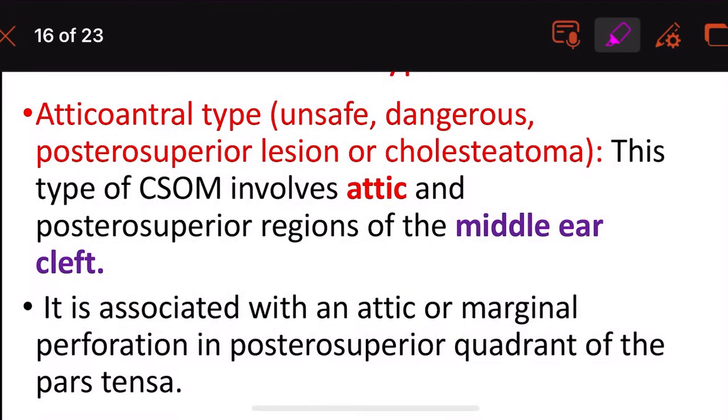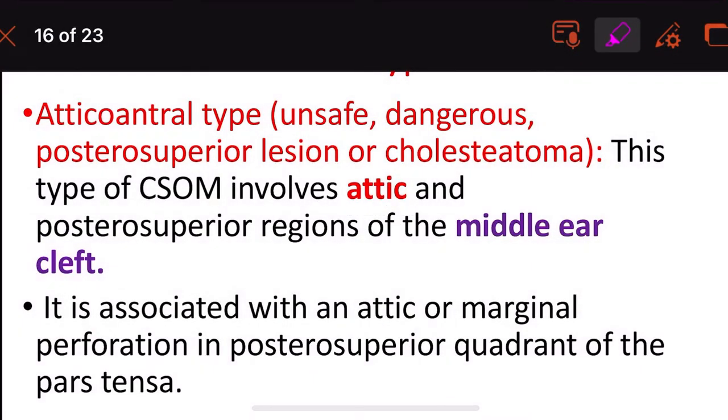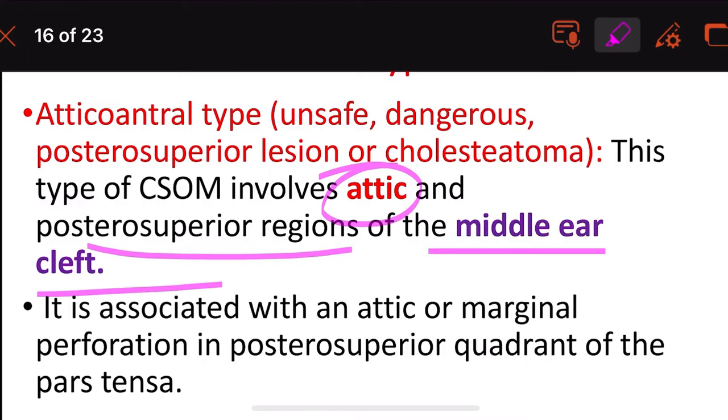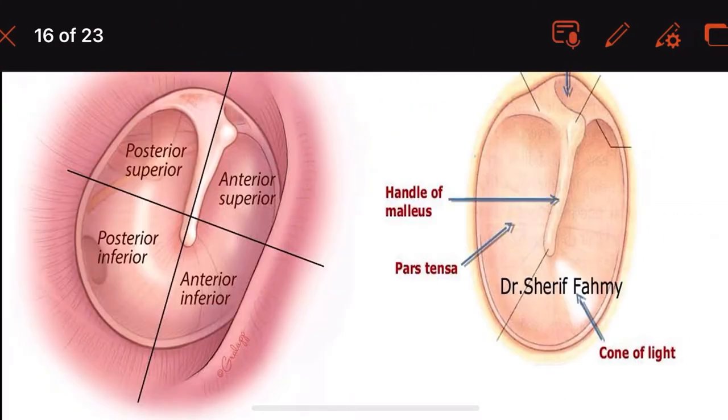So we had seen in the middle ear cleft the Attico-antral type, which is joining into the mastoid air cells. So this part, the attic and the posterior superior region of the middle ear cleft, will be involved. It is associated with an attic or marginal perforation in the posterior superior quadrant of the pars tensa. So what we saw, the same thing.